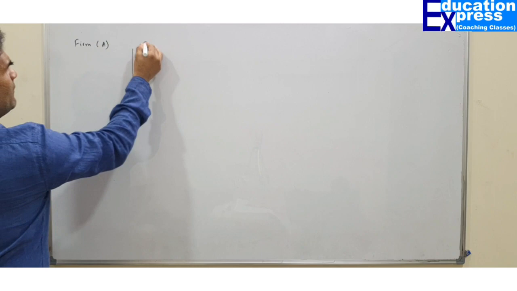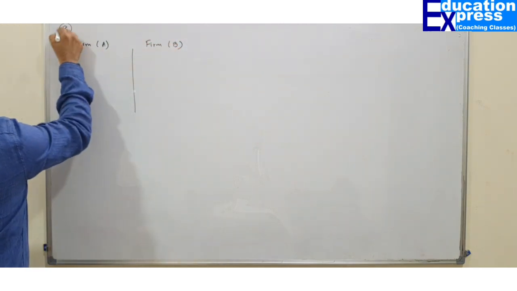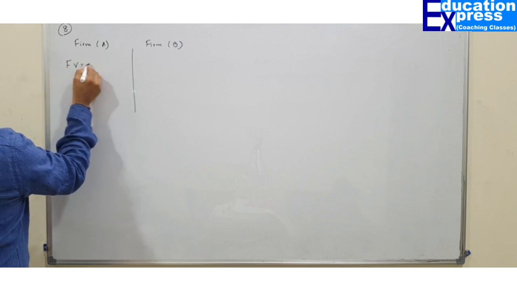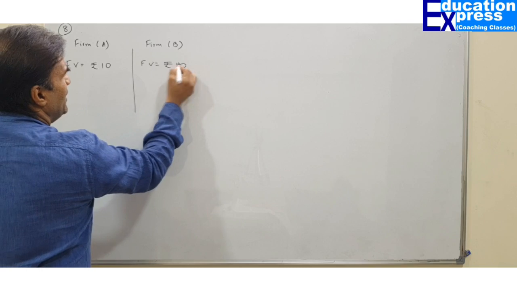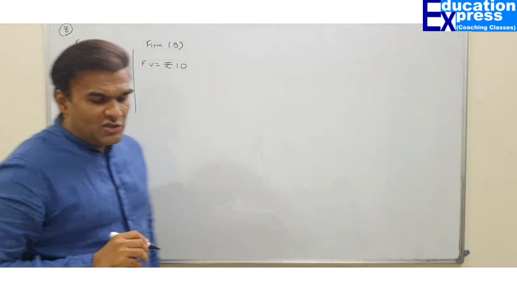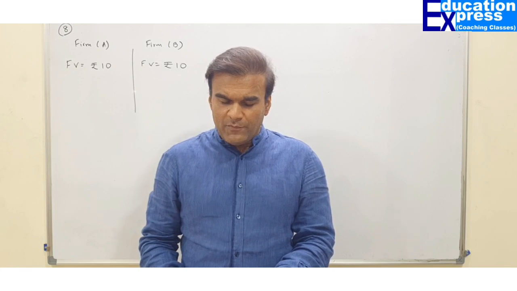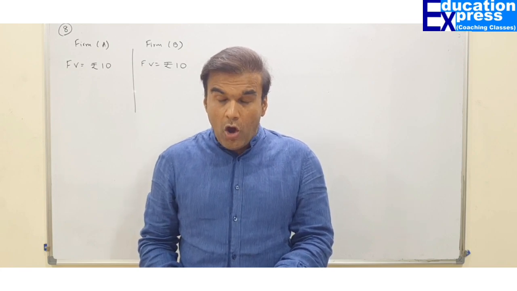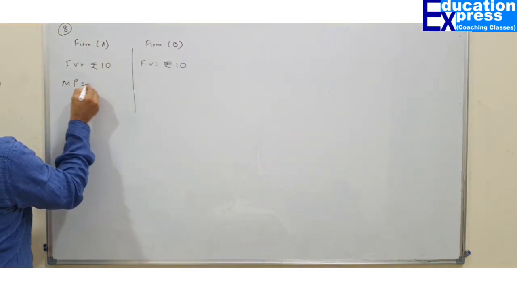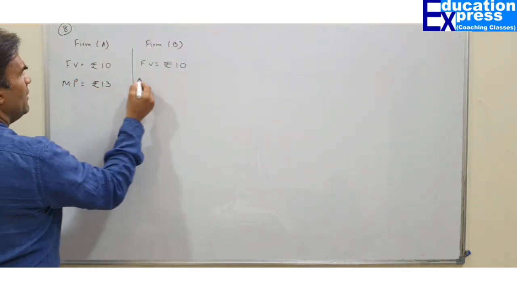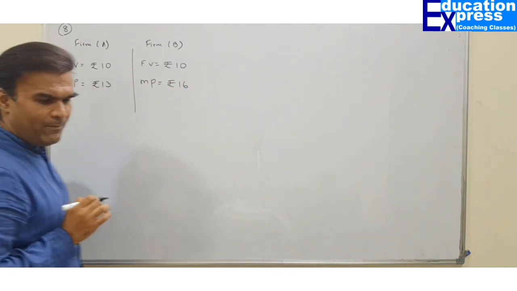Firm A, Firm B. Question number 8. What about the face value? So face value is 10. Here also face value is rupees 10. So Mr. Gupta has a choice to invest in two companies in 10 rupee shares of two firms at rupees 13 or at rupees 16. So at rupees 13 market price is rupees 13 and here the market price is rupees 16.